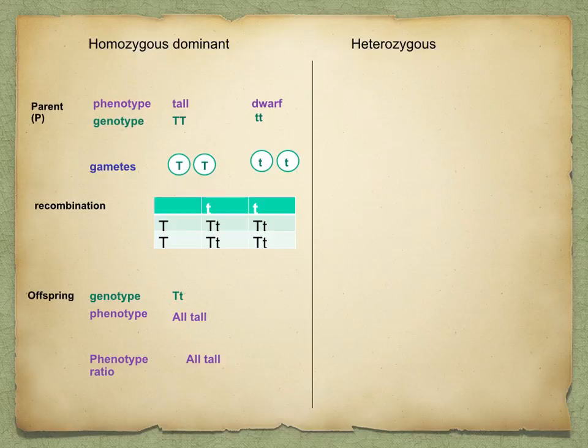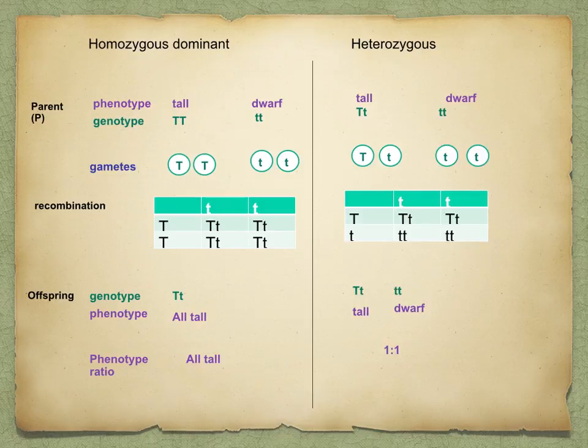So if you do the test cross for if your plant was homozygous dominant, what will you notice about the end result? The phenotype ratio will be all tall. What if your plant was heterozygous? The phenotype ratio will be 1:1. So you'll have half of your plants will be tall, half of your plants will be dwarf. So you need to remember these ratios. If your plant was homozygous dominant, your F1 generation will all be tall. If your plant was heterozygous, your F1 generation will be 1:1.